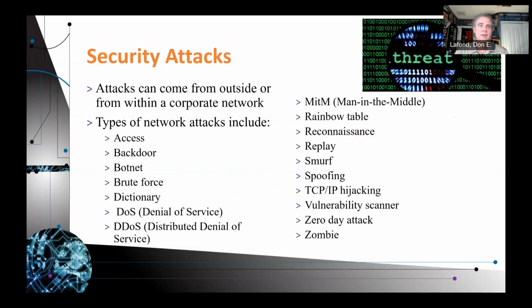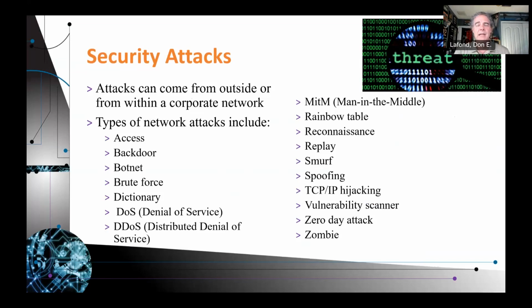Security attacks come from outside or from within the network. Types of attacks include access attacks, backdoor attacks, botnets, which we talked about already, and brute force, basically just pounding away at your password until they finally guess it. Usually it's a software program that does it. Dictionary attack. DoS is where one person's trying to provide a denial of service. DDoS is where you have a bunch of zombies being controlled by someone to bring down a network.